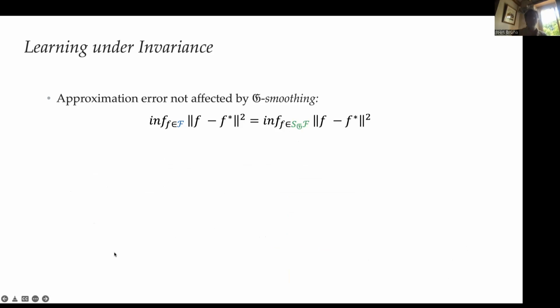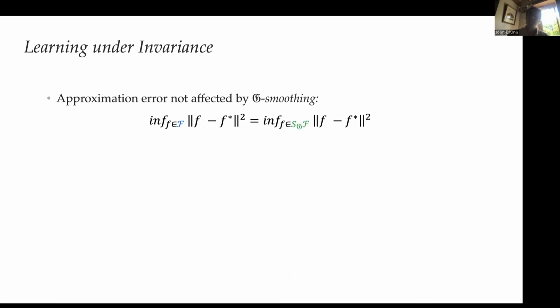All right, so now let's try to argue the following: that the approximation error is not affected by smoothing on the group, right? So I claim that given a target function f star, if I try to minimize the error in my function class capital F, I pay no price if I reduce the hypothesis space from capital F to its smooth version. Okay, and why is that?